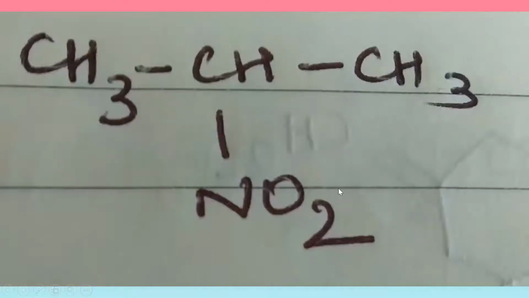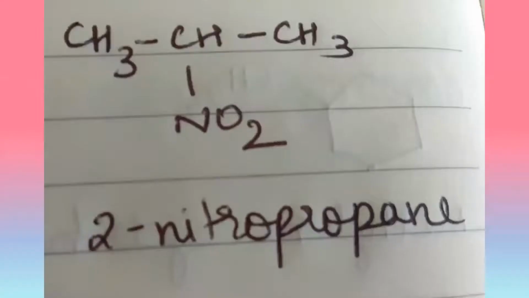So in this compound now we have a nitro group attached in it, and so the naming of this compound goes as 2-nitropropane. It's a very simple one here, because you have to just mention the carbon number that has the nitro group present on it. That is, in this case, it's 2.